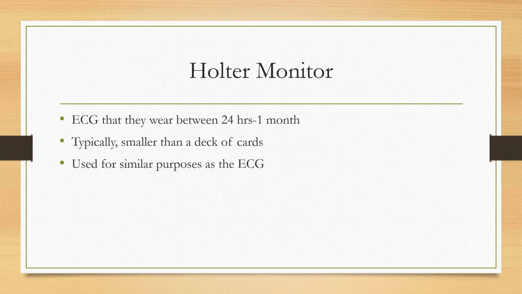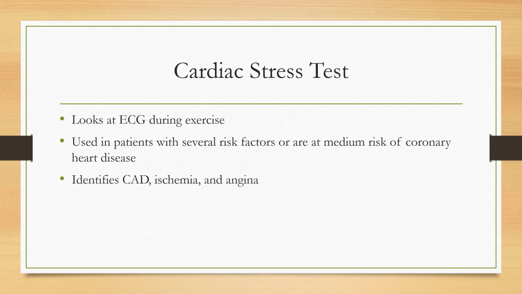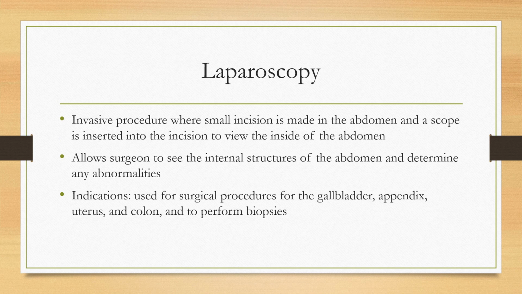Holter monitors are essentially an EKG that people wear for between 24 hours to a month. Cardiac stress testing is just ECGs done during exercise. If we're not able to stress somebody's heart enough with exercise, they'll use medications. Laparoscopy is a procedure where a small incision is made to view the inside of the abdomen. They insert a little bit of air in order to allow the organs to separate from the abdominal wall.